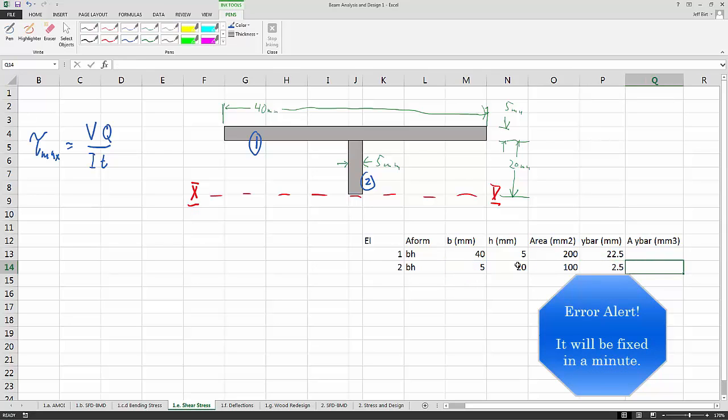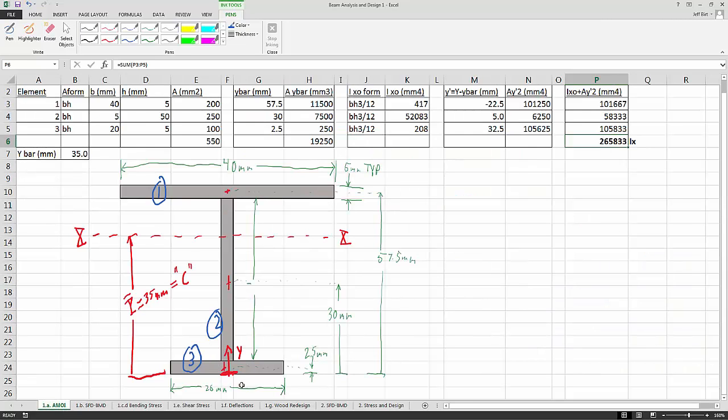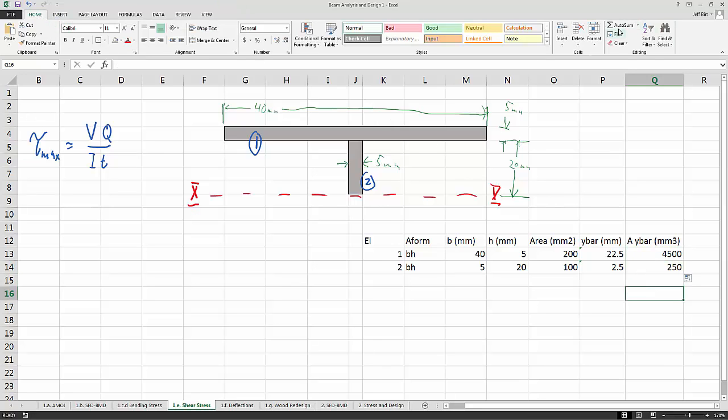Could we have set some of the stuff up, connecting up with this spreadsheet? Probably, but we'll just do this independently this time. And AY bar is this area times Y bar. Same thing here. And now we just add them up.